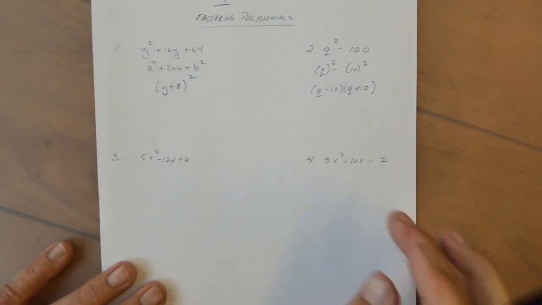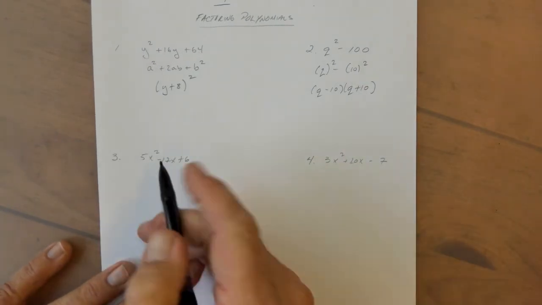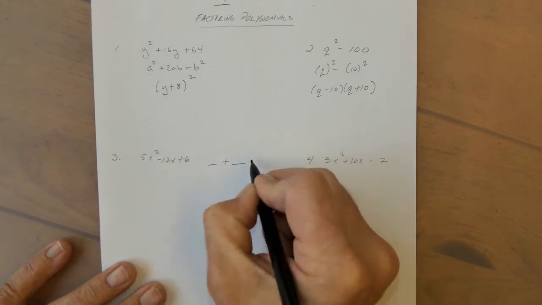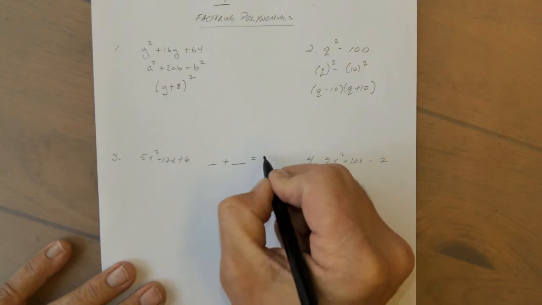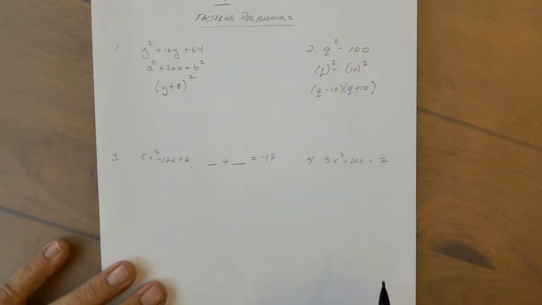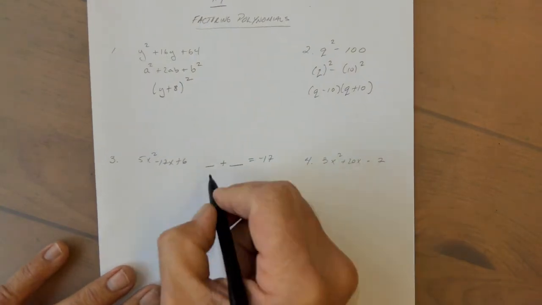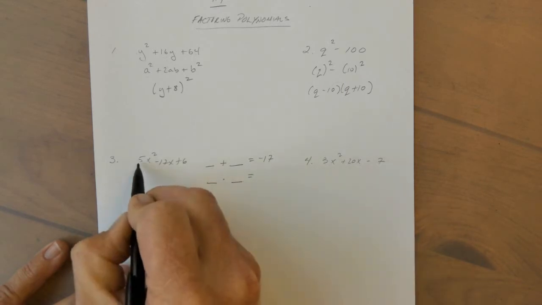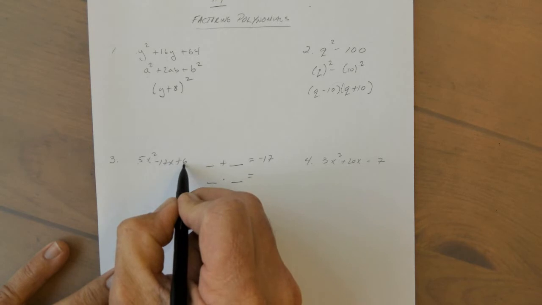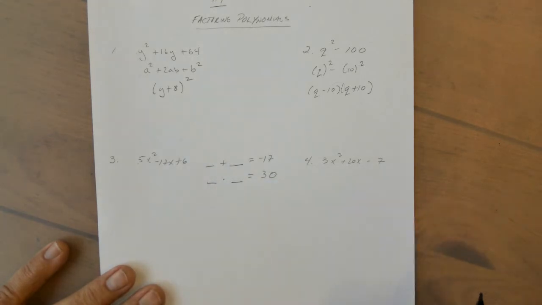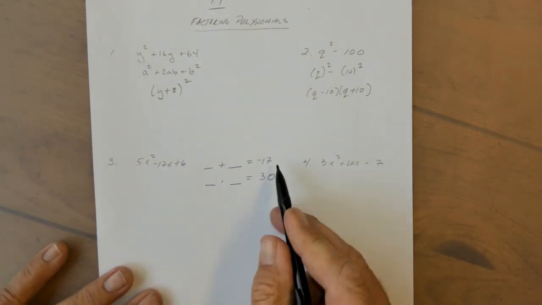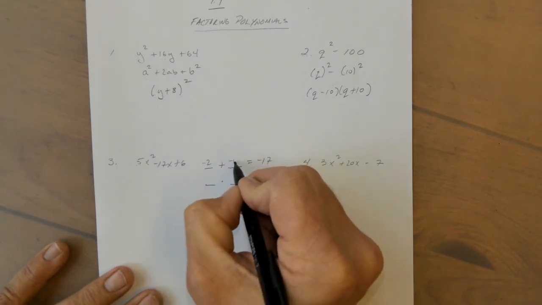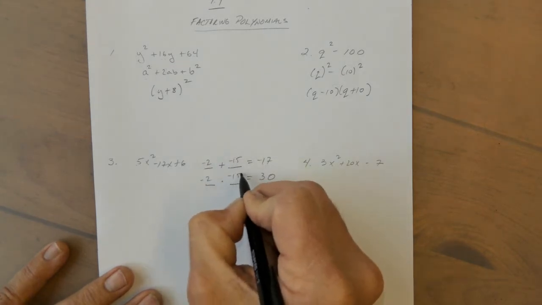All right, so now we have a few that have leading coefficients other than 1. So I'm going to use splitting the middle. So we're looking for two numbers that add up to our middle coefficient, or coefficient of x, which is negative 17. And then the same two numbers have to multiply to the product of our leading coefficient and our constant term, which is 30. So multiplying to a positive, adding up to a negative, both numbers will be negative. So we have negative 2 and negative 15.